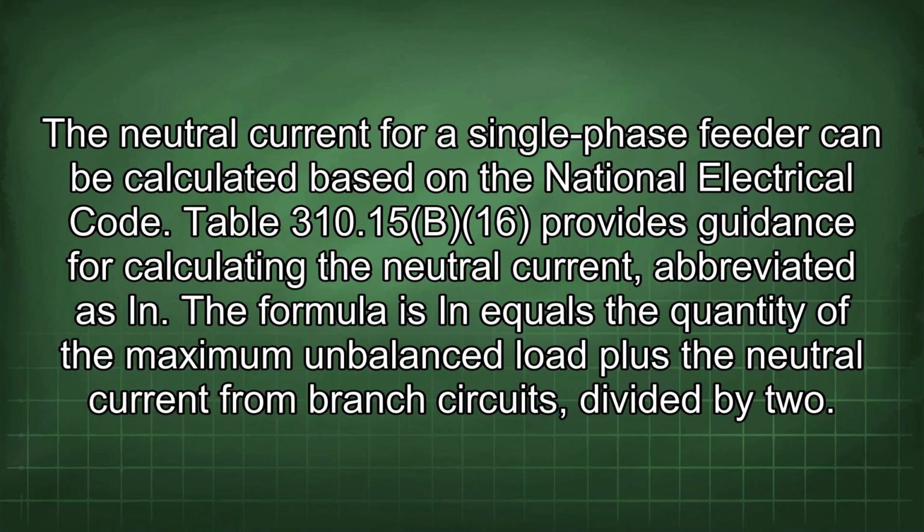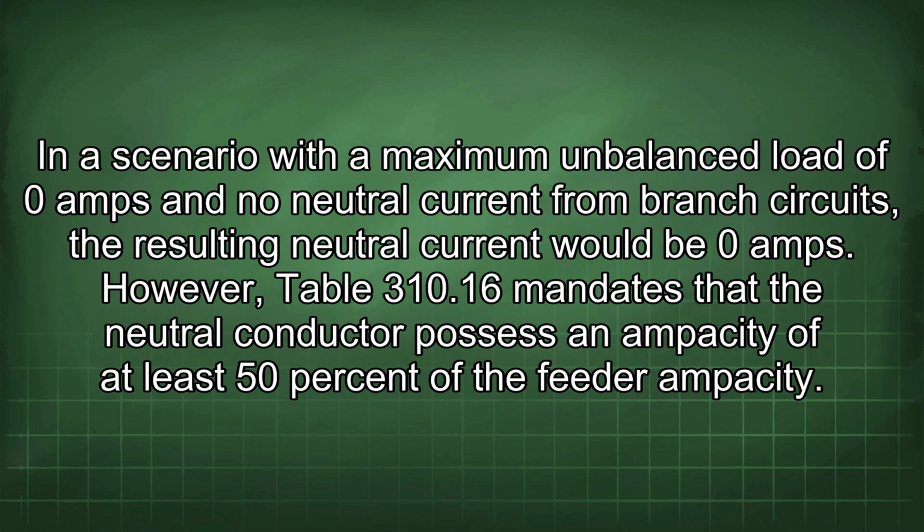The neutral current for a single-phase feeder can be calculated based on the National Electrical Code. Table 310.15(B)(16) provides guidance for calculating the neutral current, abbreviated as IN. The formula is IN equals the quantity of the maximum unbalanced load plus the neutral current from branch circuits, divided by 2. In a scenario with a maximum unbalanced load of 0 amps and no neutral current from branch circuits, the resulting neutral current would be 0 amps.